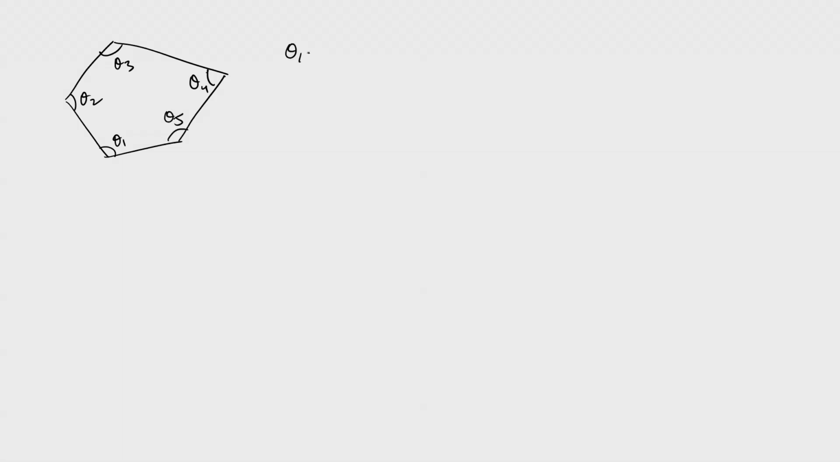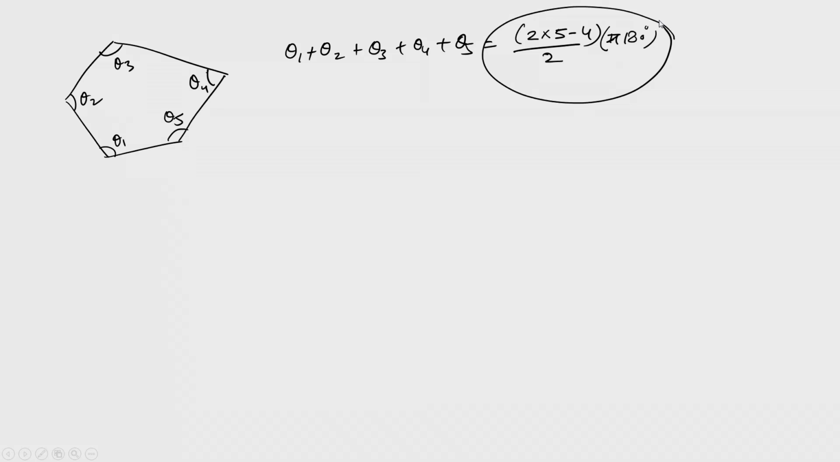So I have a condition here that theta 1 plus theta 2 plus theta 3 plus theta 4 plus theta 5 should be equal to (2n minus 4), that is (5 minus 4) divided by 2 into pi, or it is nothing but 180 degrees. So the sum of the internal angles should be equal to this value for this pentagon.